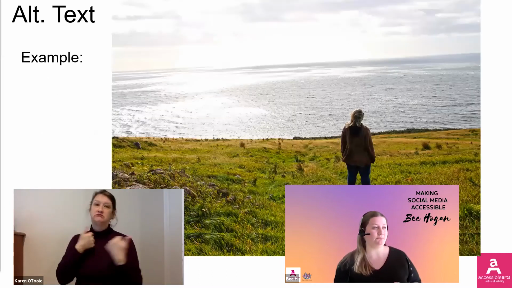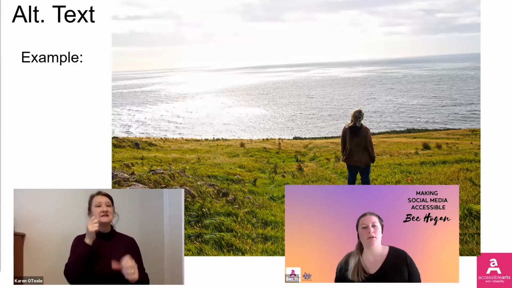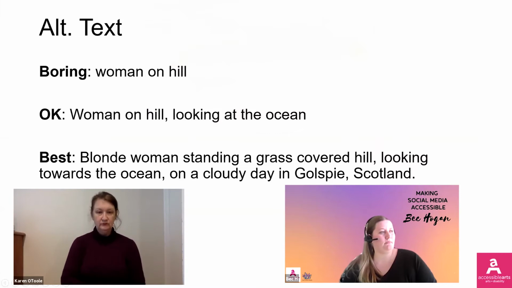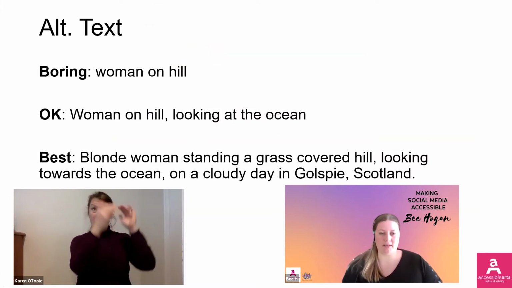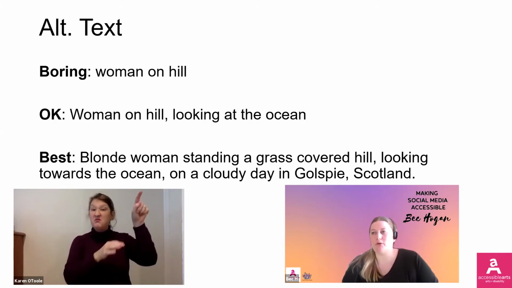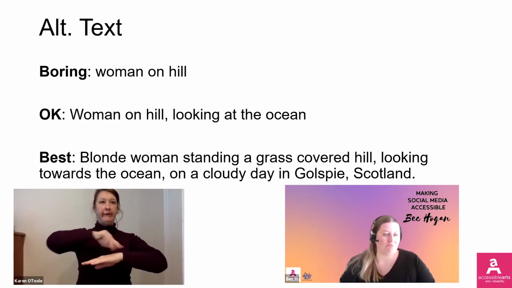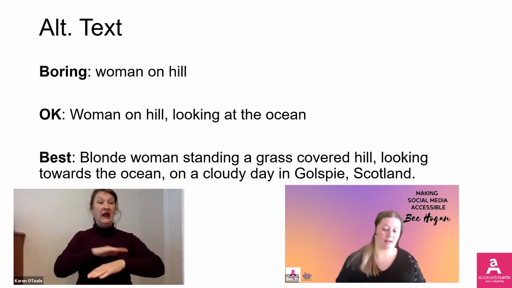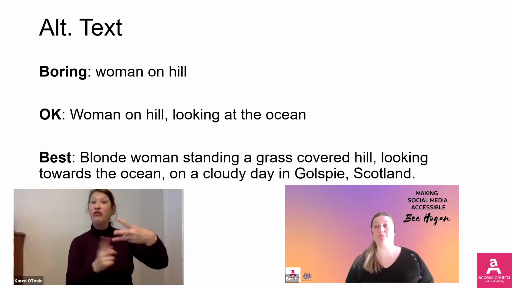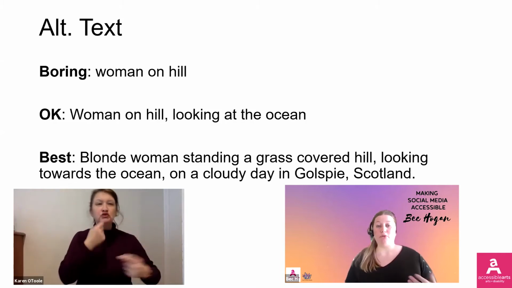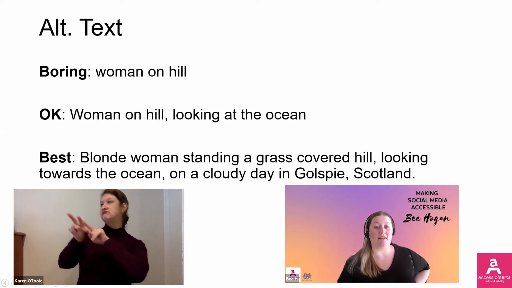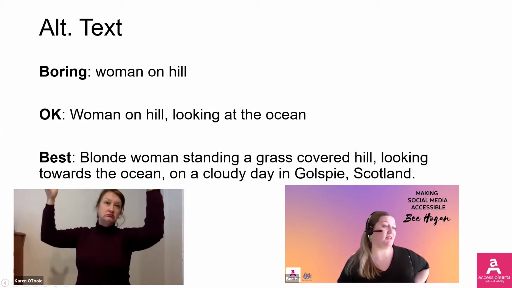Here is an example. And then we have 3 tiers, I guess, of alt text. Boring would be woman on hill. Okay is woman on hill looking at the ocean. And at the end, we have a detailed description: blonde woman standing on a grass-covered hill, looking towards the ocean on a cloudy day in Golspie, Scotland.